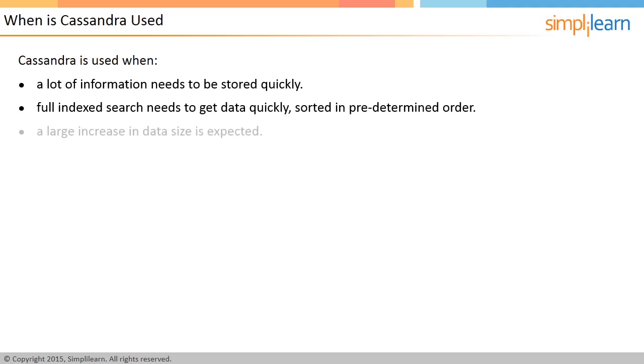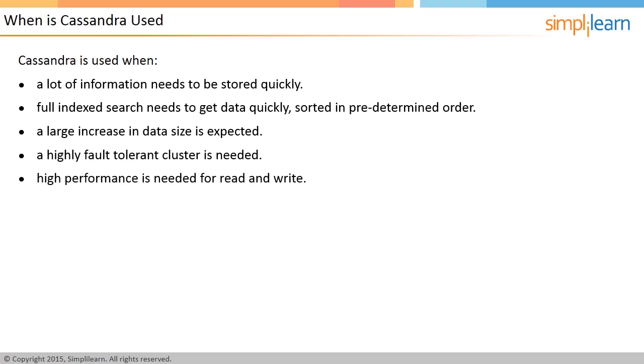Another case where Cassandra is useful is when you expect an upsurge in data size. Cassandra enables scaling by adding more nodes as the data grows. You can also use Cassandra when you want a highly fault-tolerant cluster with no single point of failure. It is also preferred when you need high performance for both data read and write.